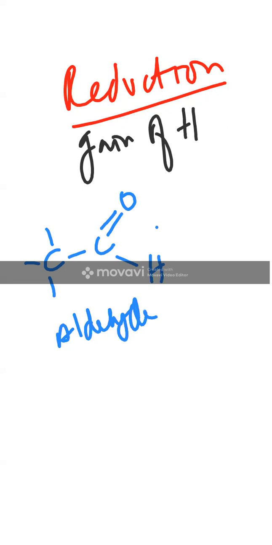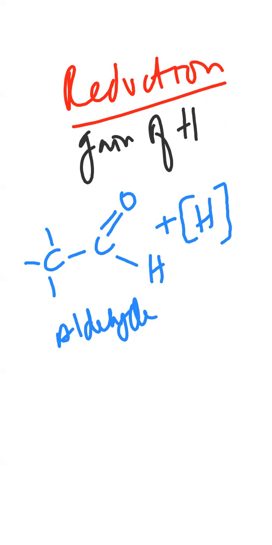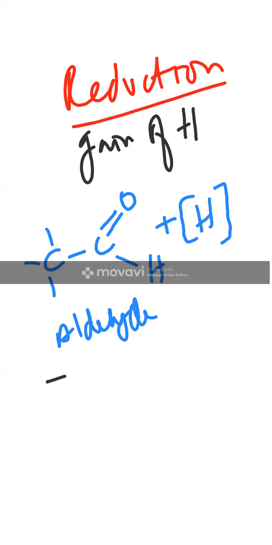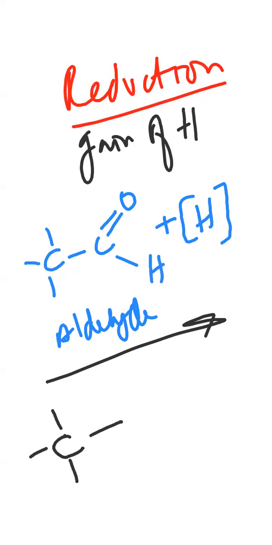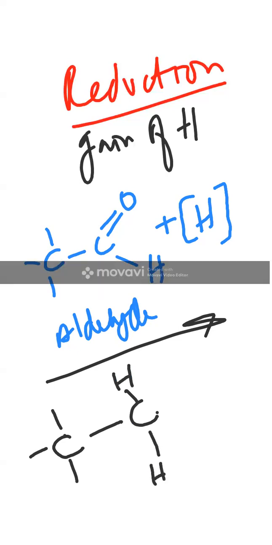Plus hydrogen gas means aldehyde is going to gain hydrogen. Means aldehyde is going to be reduced. So this is the example of reduction reaction. Reduction of aldehyde will give you, let's see what we are getting. One carbon with three hydrogens, one more carbon with two hydrogens, and there will be OH.